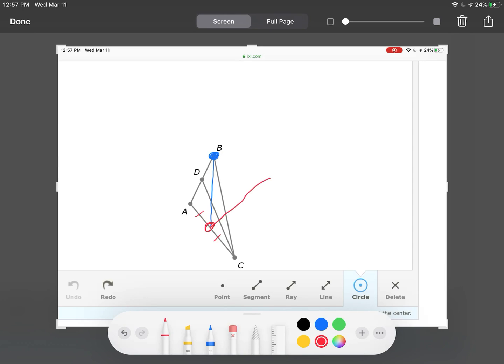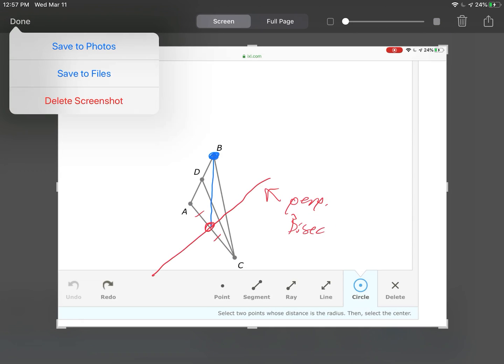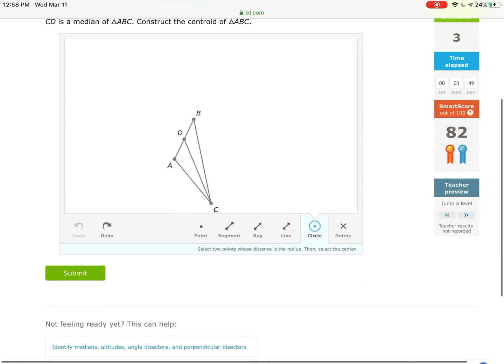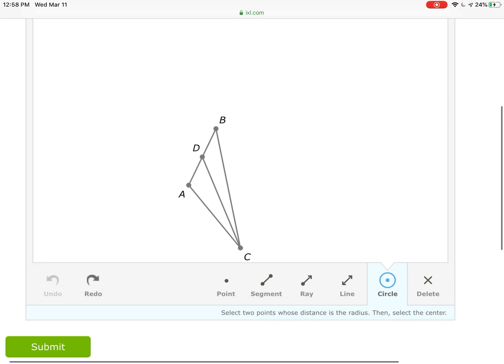Well, the perpendicular bisector will do that for us, right? This right here, the perpendicular bisector of line segment AC will give us that midpoint. So the goal here is to construct the perpendicular bisector of that side. So let's go ahead and do that. Let's go to AC and figure out where the midpoint is by drawing the perpendicular bisector.